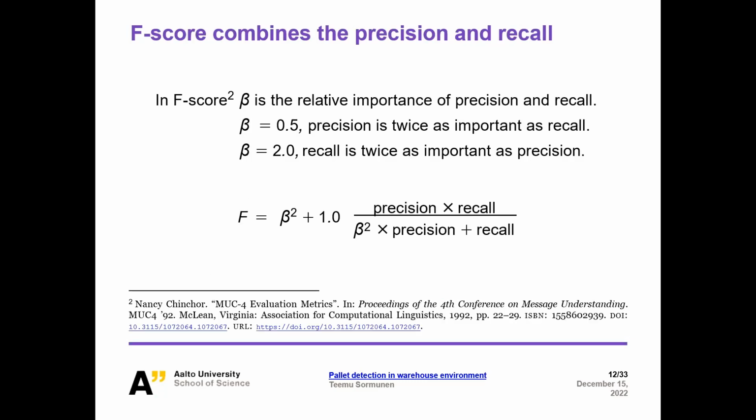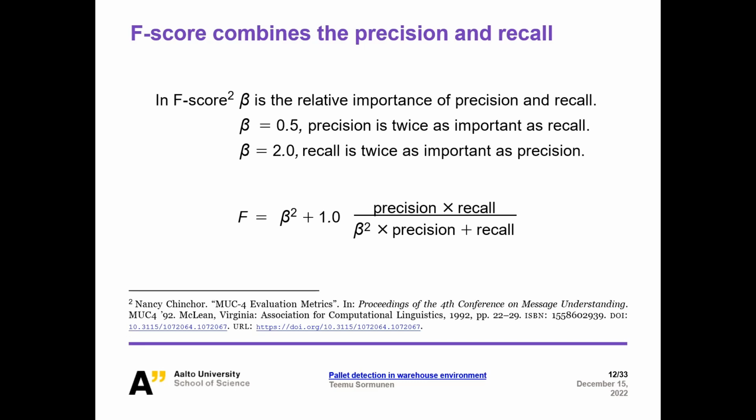Now that we have two different metrics, we might wonder how we maximize these metrics. For a machine learning model, it's good to have a single metric that is tried to be maximized or minimized. In our case, we chose the F-score to be maximized. With the F-score, the precision and recall are combined such that we can define whether the precision or the recall is more important for us.